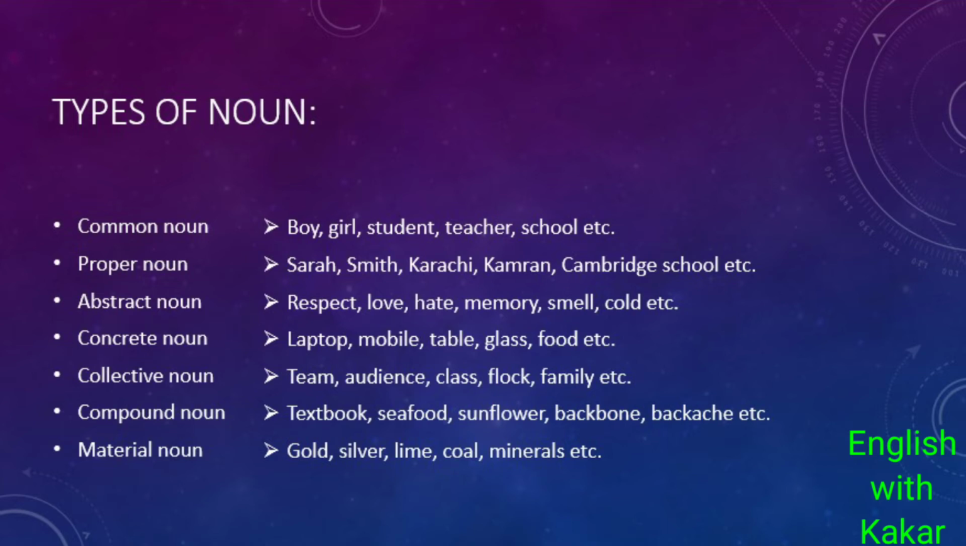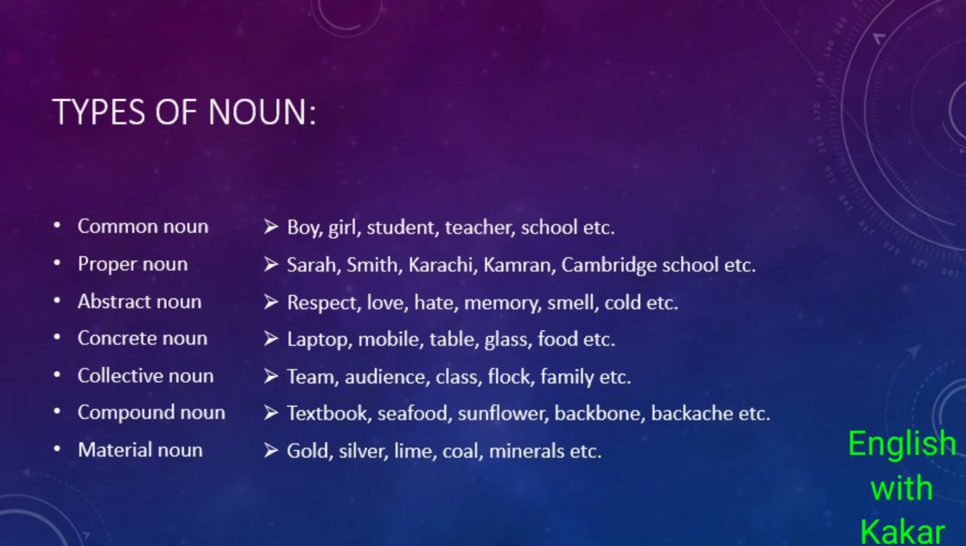However, a proper noun is the other way around. A proper noun is specific to one person or one thing. Now, Sarah, not every girl is Sarah. Smith, not every boy is Smith. Karachi is the name of a city. Not every city is Karachi. So a specific name, or the name of a specific person or thing, is known as a proper noun, and a word used for all things or people of the same category is a common noun.